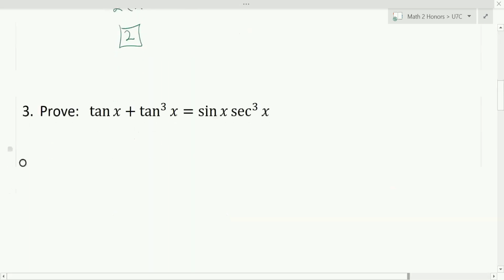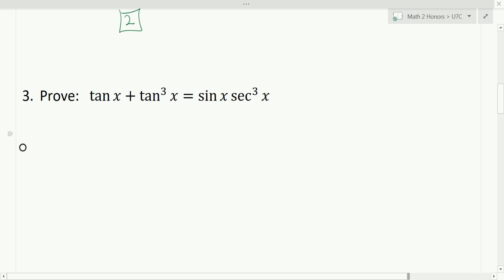So, any tips for the first step? Yes. All right, factor tangent x out of the first two terms, and you should get 1 plus tangent squared x. Okay, so that's a good first step. And then that 1 plus tangent squared x becomes secant squared x. So that's the way to start.